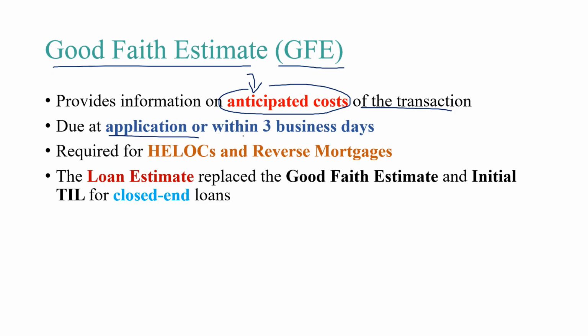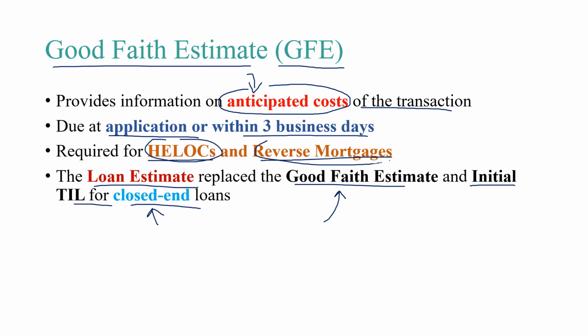It's due at application or within 3 business days. It's required for HELOCs and reverse mortgages only. The loan estimate replaced the good faith estimate in the initial TILA disclosure for closed-end loans. So you won't see the good faith estimate used for closed-end loans. The good faith estimate is only for HELOCs and reverse mortgages.